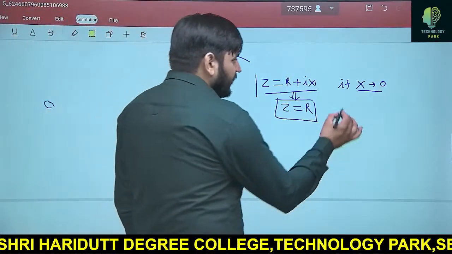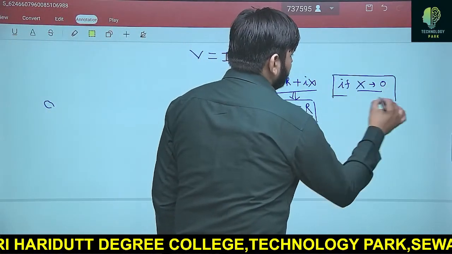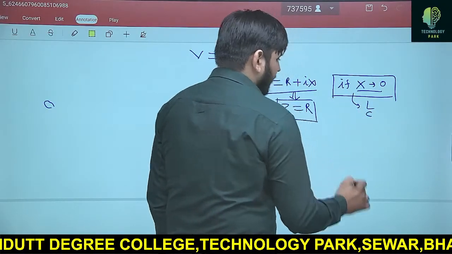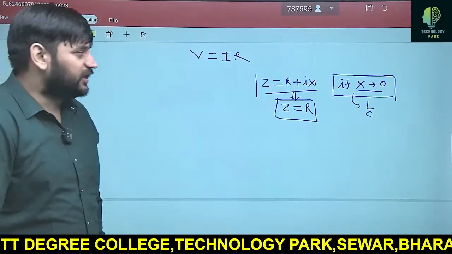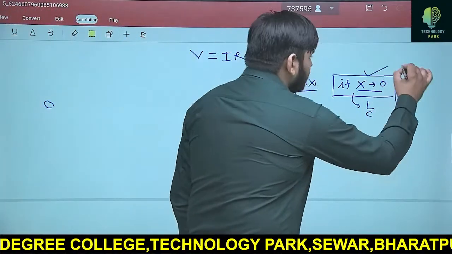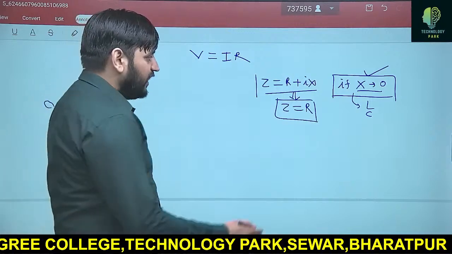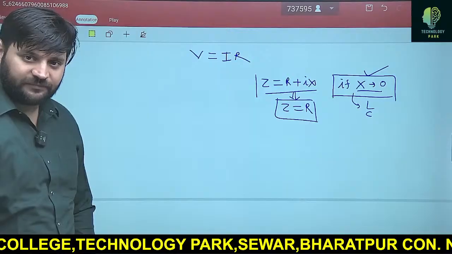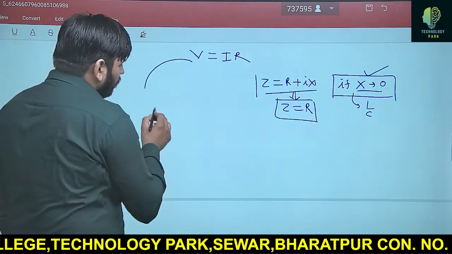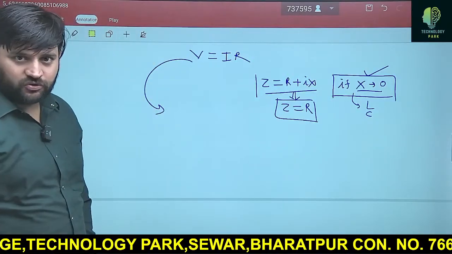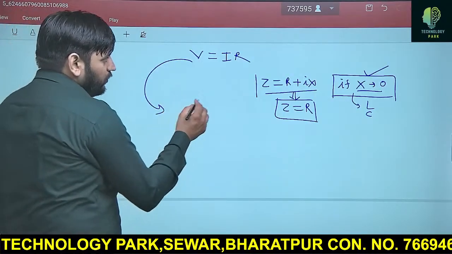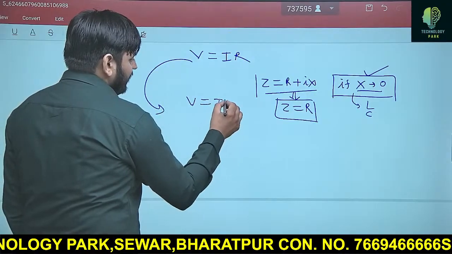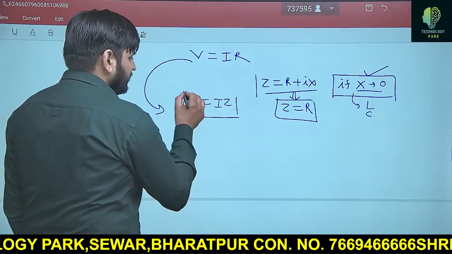We know that if in this circuit is not connected to inductance and capacitance, that means the value of reactance is equal 0, then the value of resistance is equal impedance. Is that clear? So we can also write Ohm's law is equal V equal I Z. Is that clear?